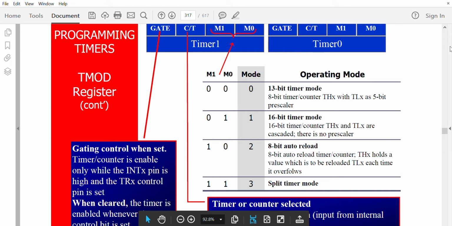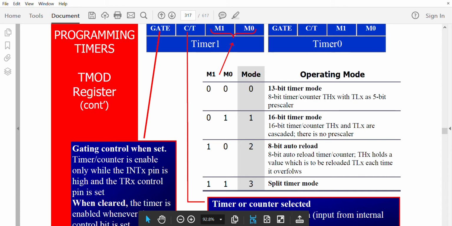Okay, so just for now, we'll say it is mode 0, 1, 2, 3, depending on what the bits in M1 and M0 are. If the M1, M0 you are referring to is in the lower order 4 bits, then timer 0 is in this particular mode. If it's in the higher order 4 bits, then timer 1 is in this particular mode. Now you have two more bits in these two nibbles. One is the GATE and one is the C bar T.